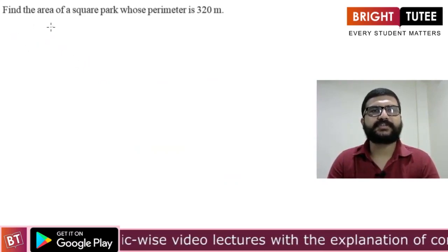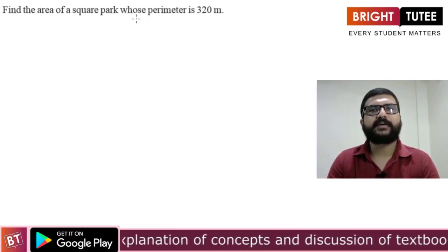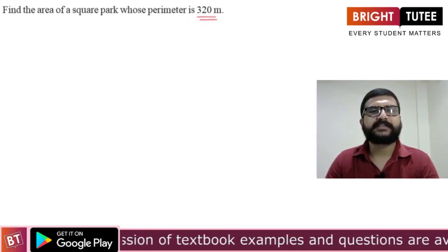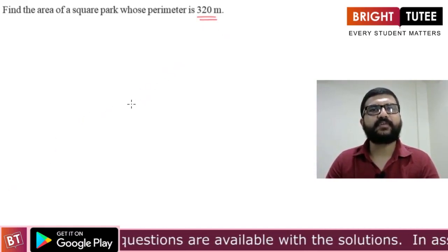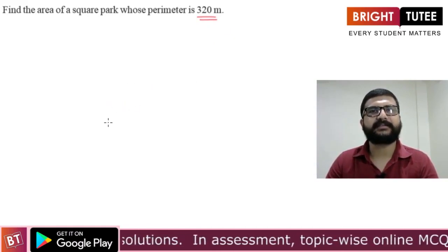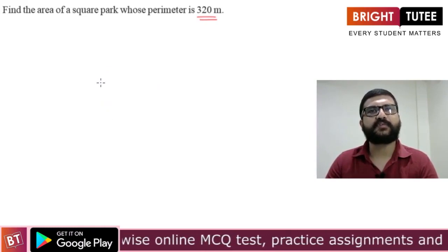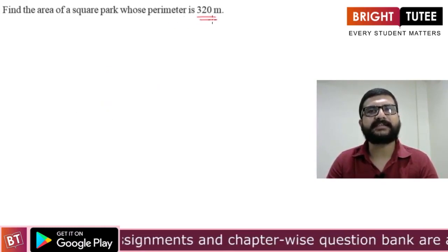Now the second question is, find the area of a square park whose perimeter is 320 meters. So perimeter is given to us, we have to find area, and we know area is equal to square of the side or side into side. So for finding area we need side length of a square park. Now how to find side length? Perimeter is given. Can we use this to find side length?